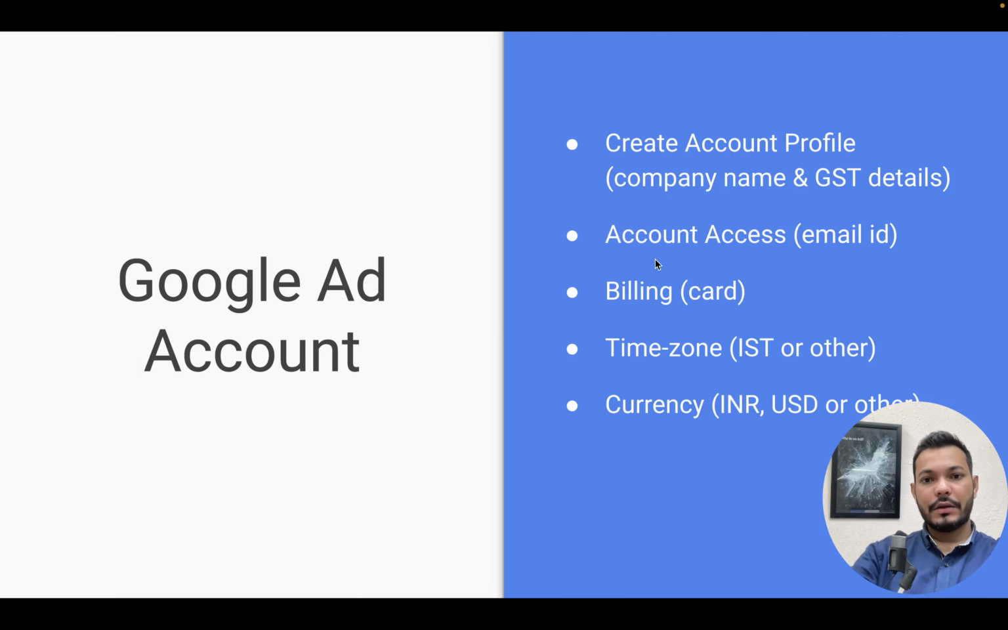Now, let's understand what we have at the account level. Whenever you make an account, the first thing you do is create the company profile along with the GST or the company details. Then you provide access of this account to different email IDs. You add billing information, a card or net banking, through the ad account. You choose the time zone and the currency.